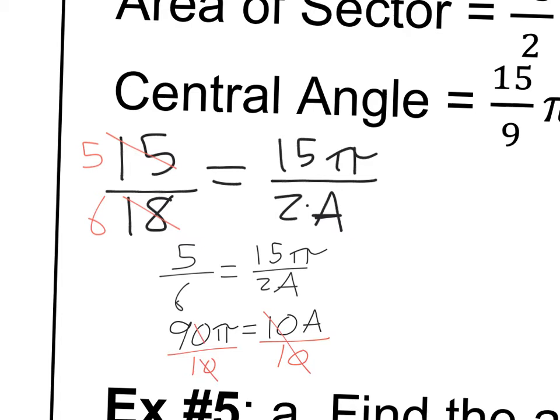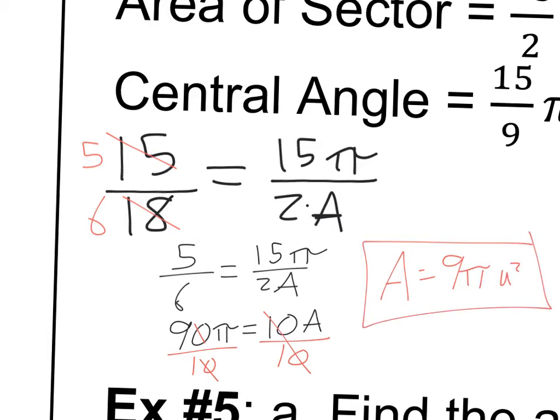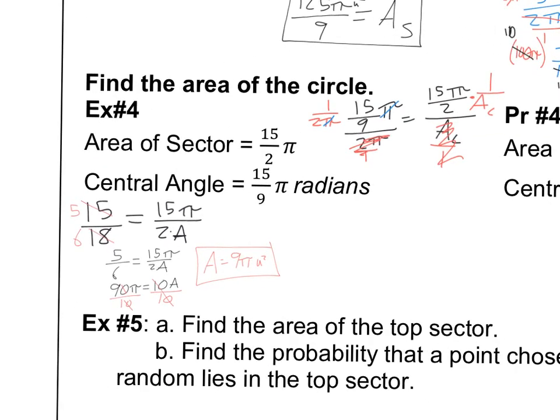And we could cancel out the 10s, and we get the area of the circle is 9 pi. And again, whatever the units are, it'd be units squared. Okay, so we found the area of the circle. It's 9 pi.